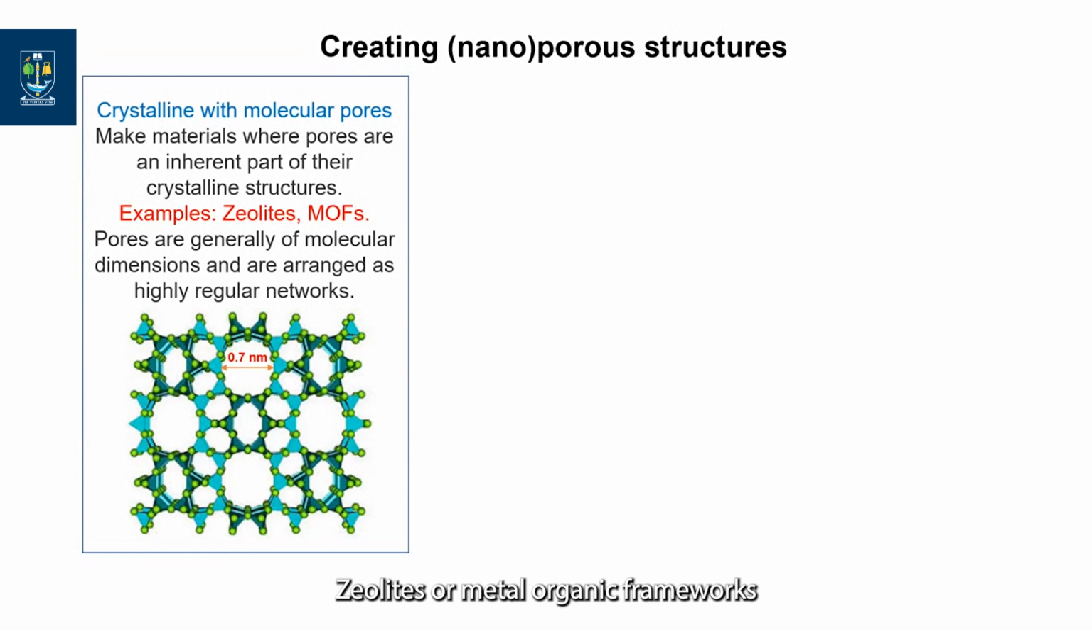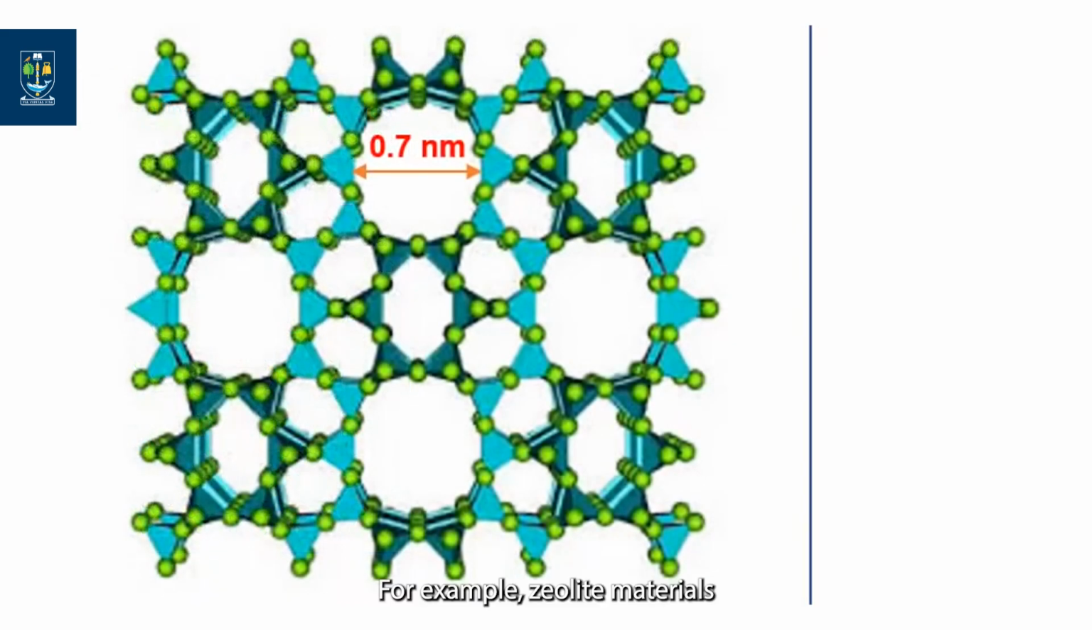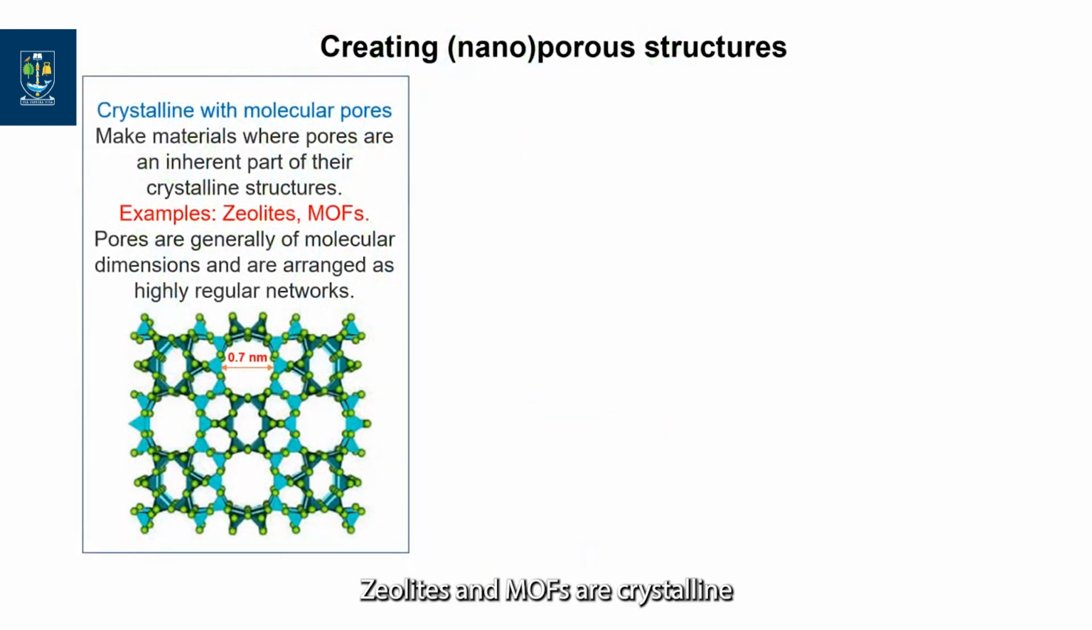Zeolites or metal-organic frameworks are 2 examples of these highly crystalline and organized porous materials. They have pores as part of their crystal structure, and these pores can be extremely small. For example, zeolite materials often have pore sizes below 1 nanometer. The material shown on the slide is called ZIF-7, and it has regular pores of just 0.7 nanometer throughout the structure. Zeolites and MOFs are crystalline and organized in regular structures, with pores being in perfect order throughout the entire structure.